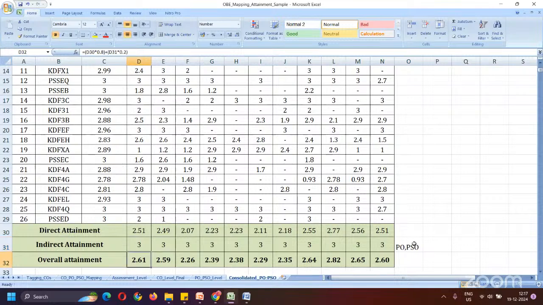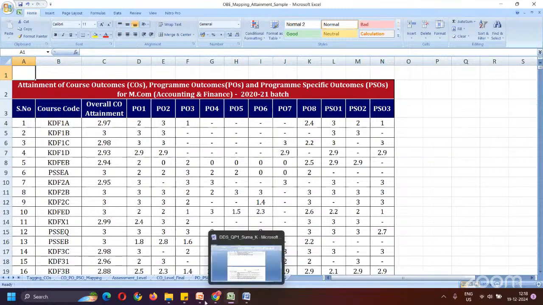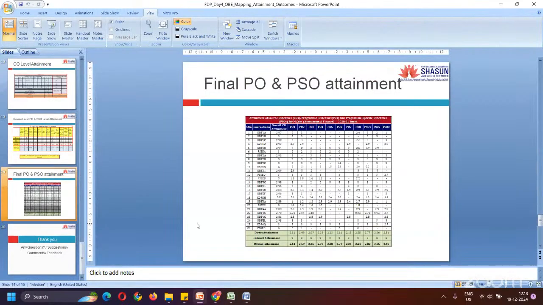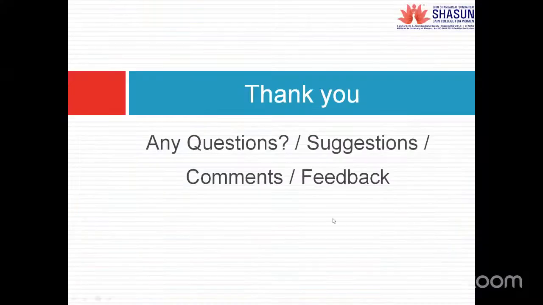Then the overall attainment is obtained. Here also I'll be taking 80% from direct and 20% from the indirect attainment. So this is how the overall course level POs and PSOs are attained. So I'll be completing it here. I'll just be waiting for any questions, or if anybody wants to add anything to this.